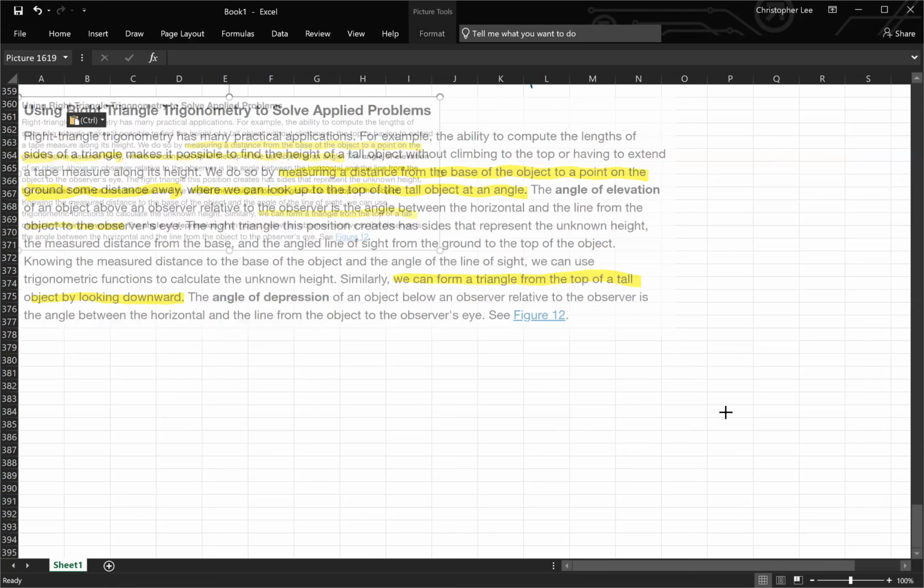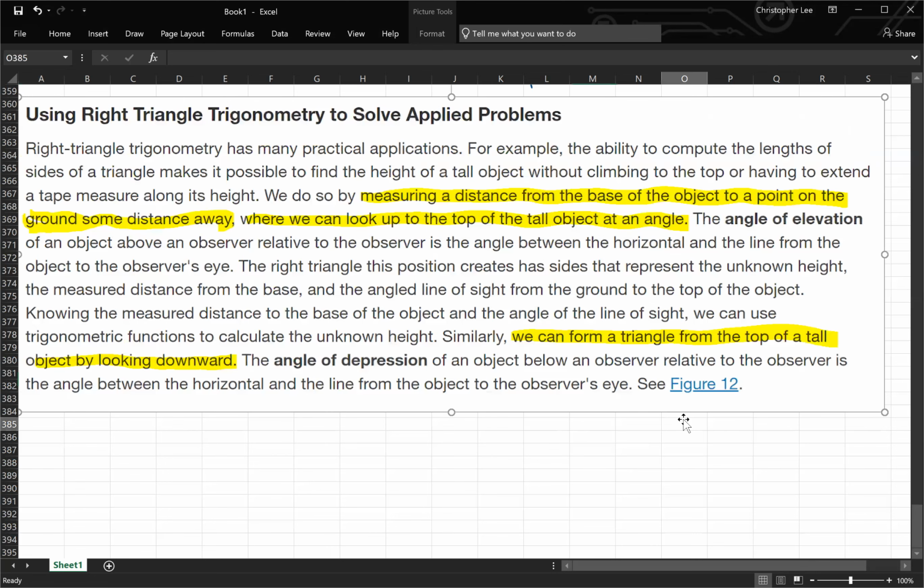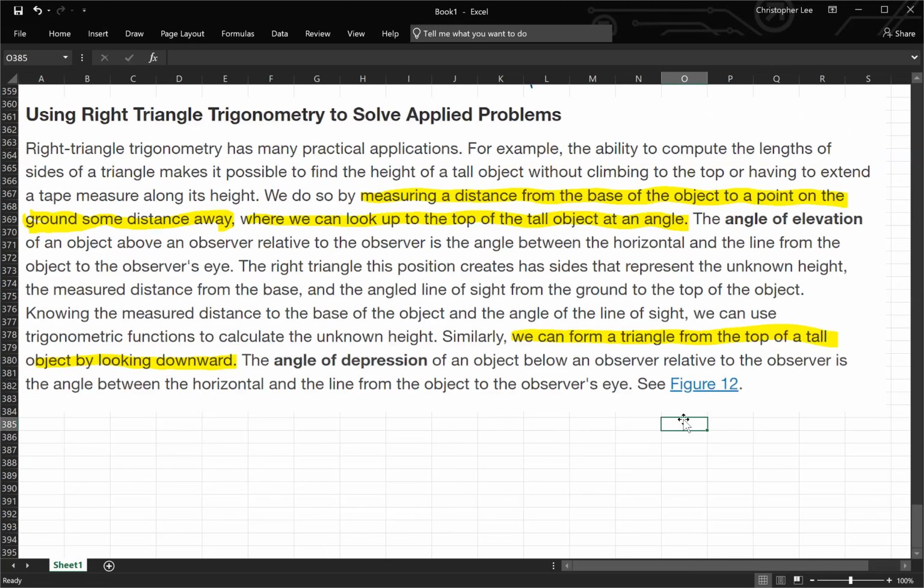All right. So we're going to use right triangle trigonometry to solve applied problems. Right triangle trigonometry has many practical applications. For example, the ability to compute the length of the sides of a triangle makes it possible to find the height of a tall object without climbing to the top or having to extend a tape measure along its height. We do so by measuring a distance from the base of the object to a point on the ground some distance away, where we can look up to the top of the tall object at an angle.